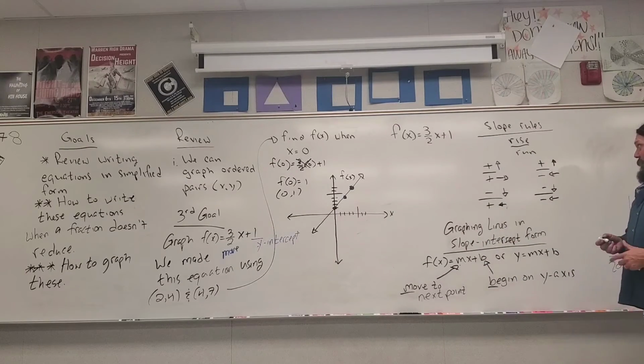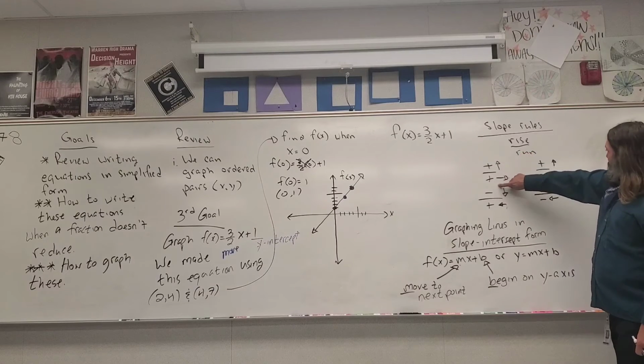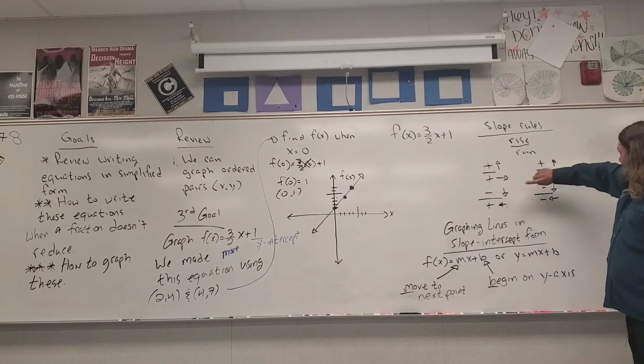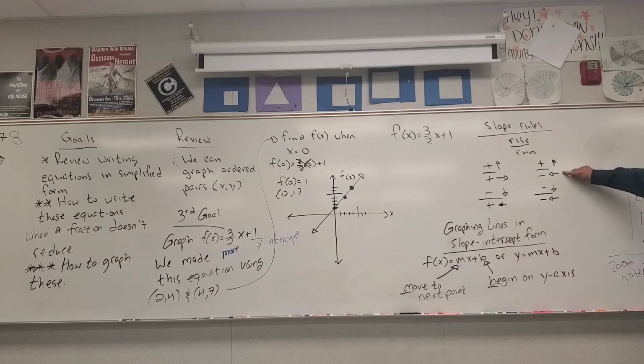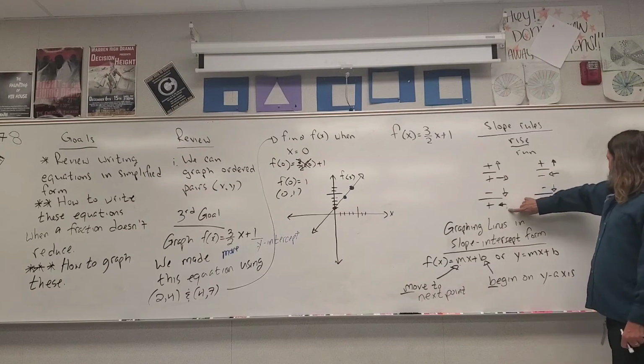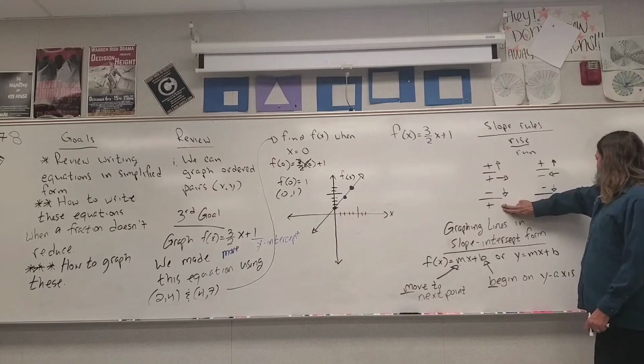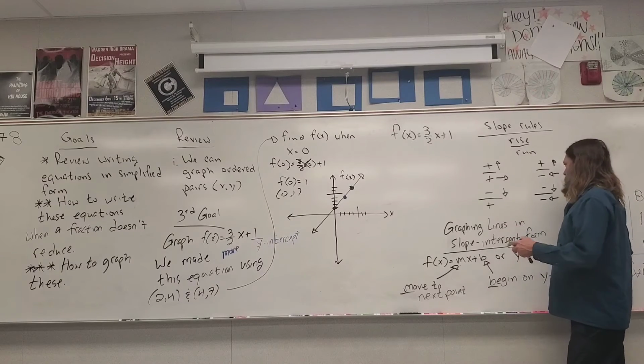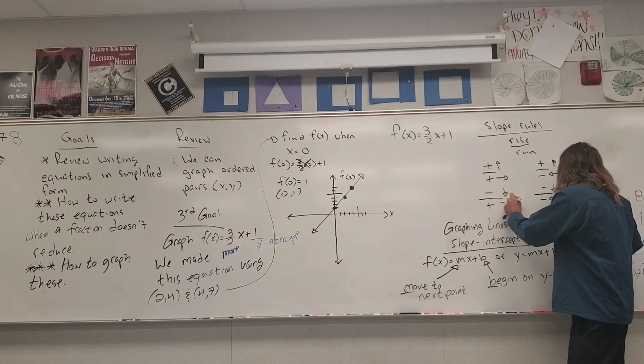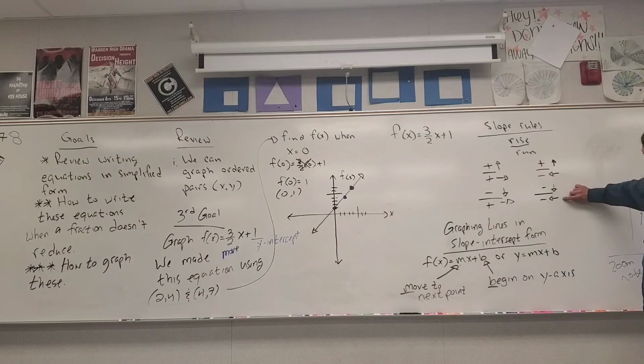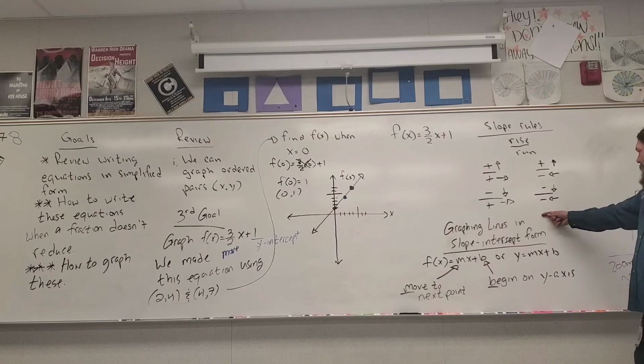And slope has 4 rules. Positive over positive, I rise up, I run to the right. Positive over negative, I rise up, run to the left. Negative over positive, I rise down, and I run to the right. I gotta learn the difference here. And a negative over a negative, I rise down and I run to the left.